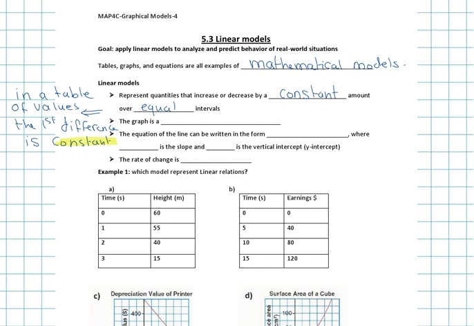What do we call the graph of a linear model? What do we call it? Straight line, right? So you'll see it in a graph as a straight line.